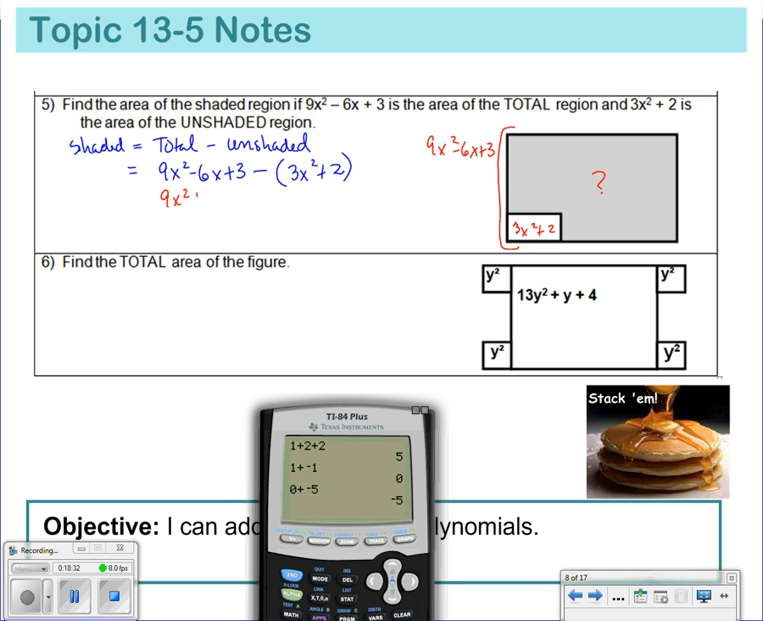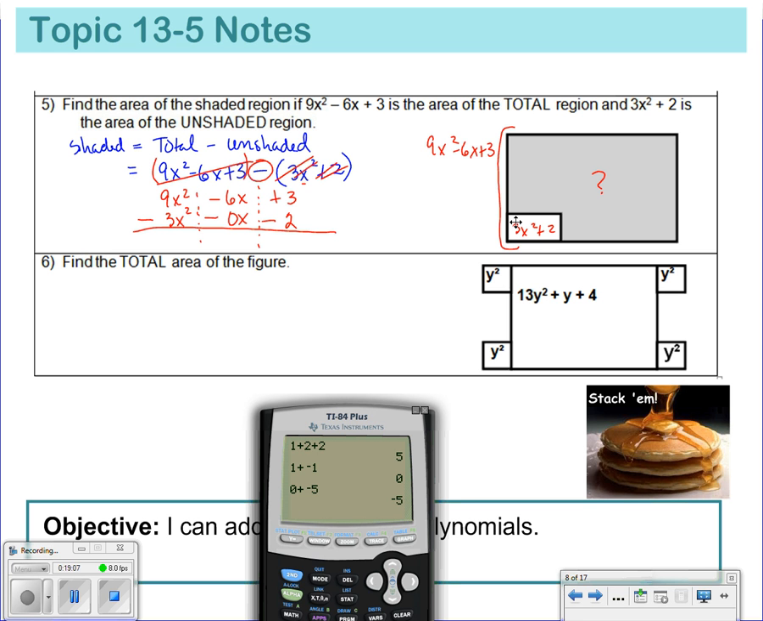We have 9x squared, my first column, negative 6x in the second column, plus 3. That's my total we took from the whole thing. Now we're going to minus, minus, minus, because that tells us to subtract. What we're subtracting comes next: we have a 3x squared that's going to go under the 9x squared. And then we have a positive 2, so I'd put a positive 2 at the end. Notice we don't have any x's, so we're just going to say 0 x's.